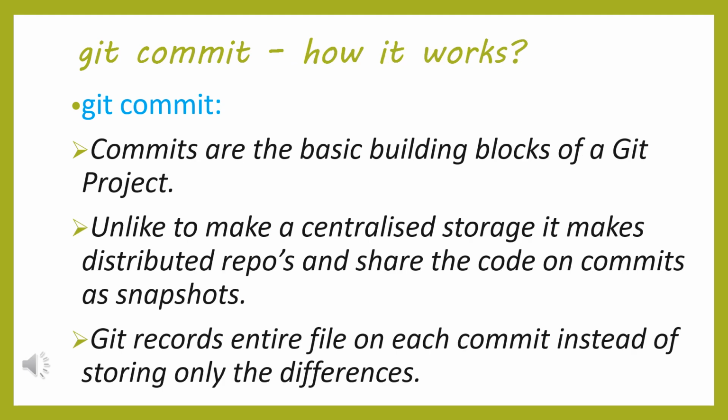Git commit, how it works. Commits are the basic building blocks of a Git project. Unlike centralized storage like SVN, we have distributed repositories here and share the code on commits as snapshots. And Git records the entire file on each commit instead of storing only the differences like in SVN. So the entire file will be noted on each commit, and that will be distributed over the repos.